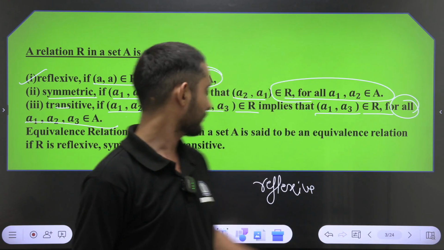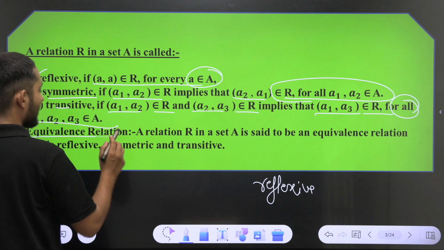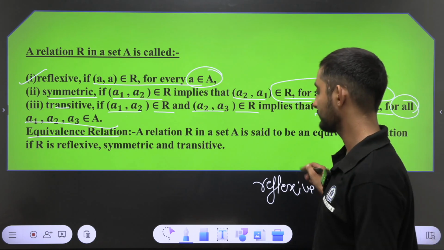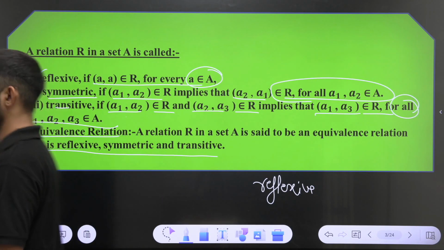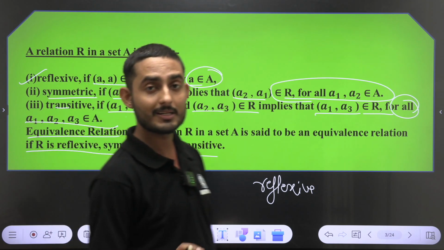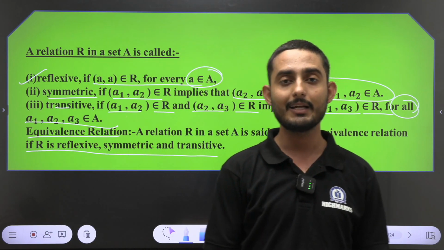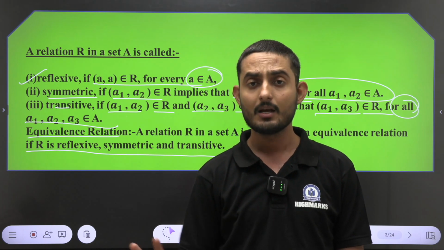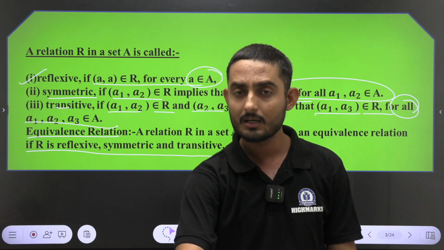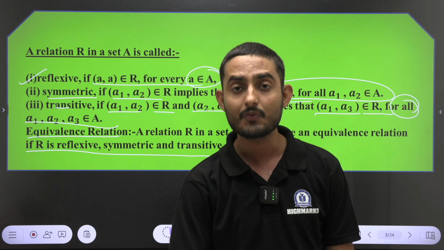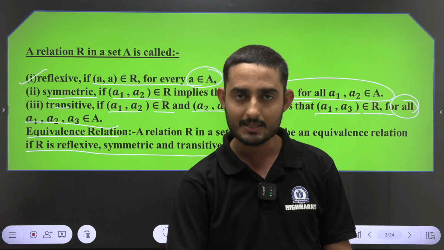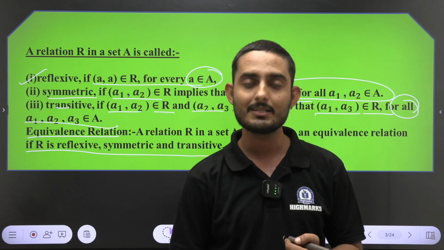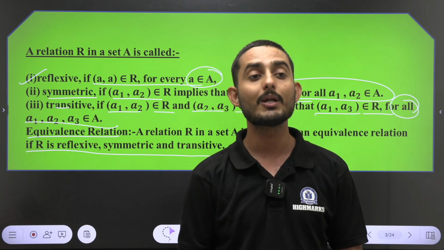This is the relation. Now equivalence relation. A relation R in the set A is said to be an equivalence relation if R is reflexive, symmetric and transitive. If any relation is reflexive, symmetric and transitive, in this condition we can say that this relation is an equivalence relation. Equivalence means the relation which satisfies all the conditions of reflexive, symmetric and transitive.